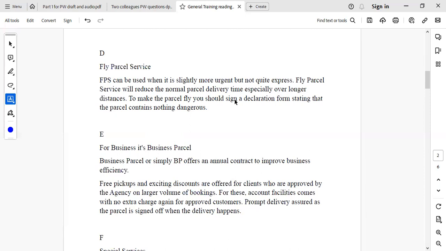Okay, it does talk about a signature, but it's for declaring something not dangerous. It's not like, for delivery. Okay, nothing much. Doesn't talk about anything about business contract. So let's move on. For business, it's business parcel. Okay, business parcel, or simply BP, offers an annual contract to improve business efficiency. Perfect. It's talking about annual contract is a 12-month agreement.